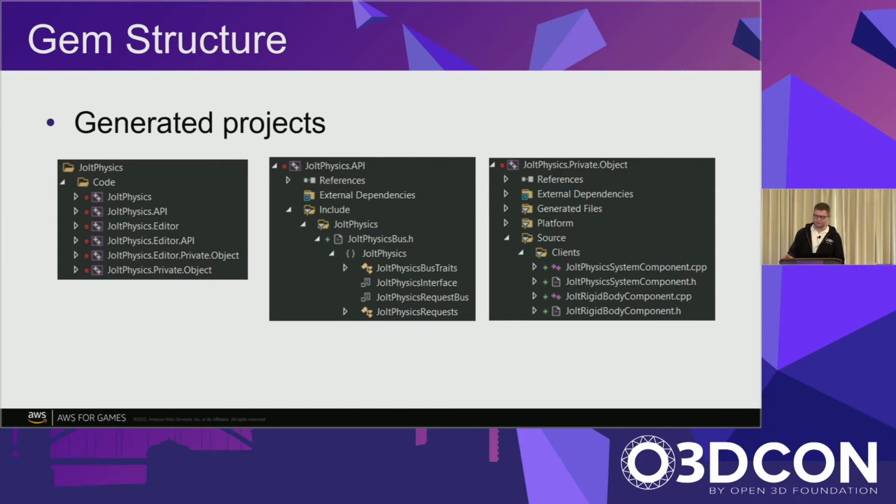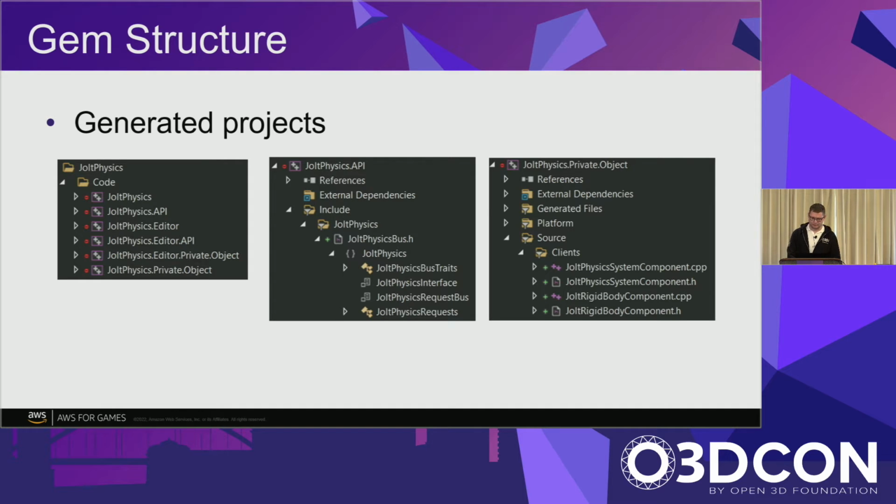Here are the projects which get generated as part of the gem generation, and I wanted to focus on a couple here. One is the .api project, in the middle. This is where the public interface for your gem is going to be exposed. Other gems and your game code can depend just on this project, so you don't have to link your entire gem code in dependent gems or your game code.